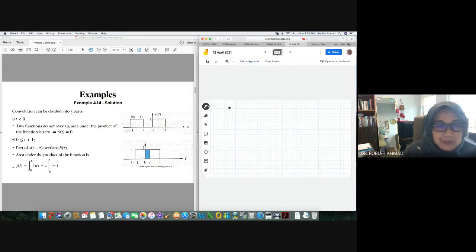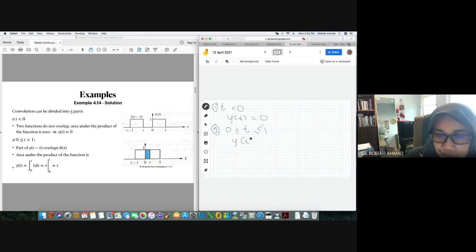Okay, so first case 1, T less than 0, we see that there is no overlapping, therefore our yt equal to 0. And then case 2, when T is between 0 to 1, we can see that there is an overlapping here, and when we calculate the yt is equal to T. Okay, sampai sini ada pertanyaan tak?